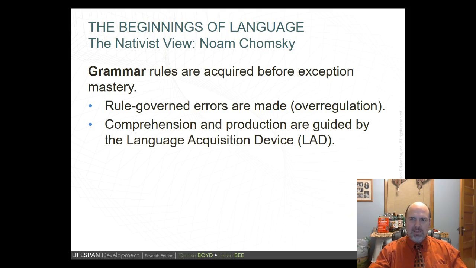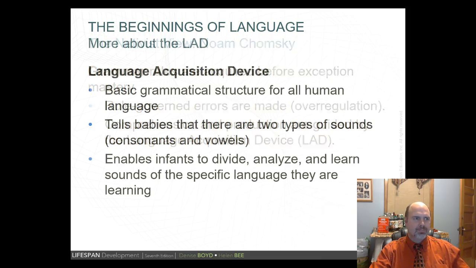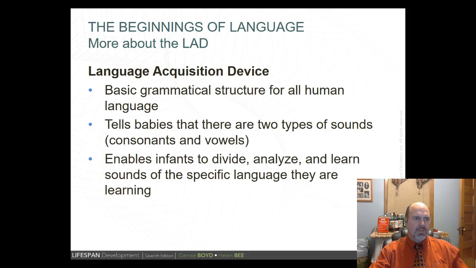But the language processor separates sounds into vowels and consonants. All human languages have the same form, according to Chomsky. So this language acquisition device is the basic grammatical structure for all human language. It tells babies there's two types of sounds. You've got consonants and vowels, which enables the infants to divide, analyze, and learn sounds of the specific language. So this is part of the cognitive function that separates us from other animals, the ability to be able to do these things.